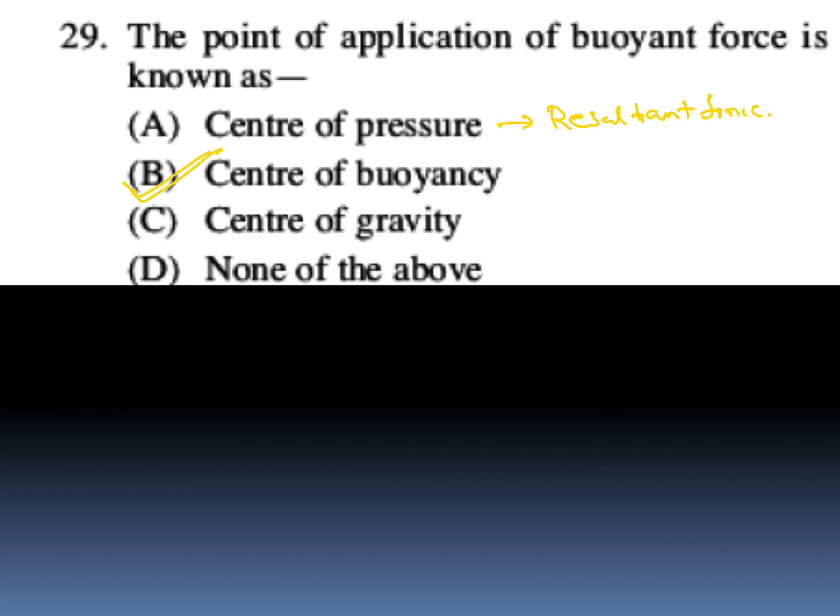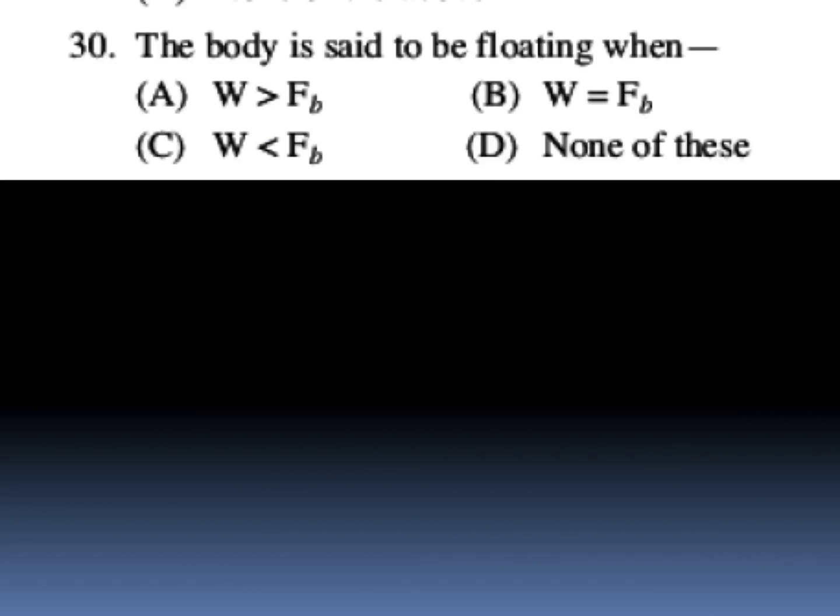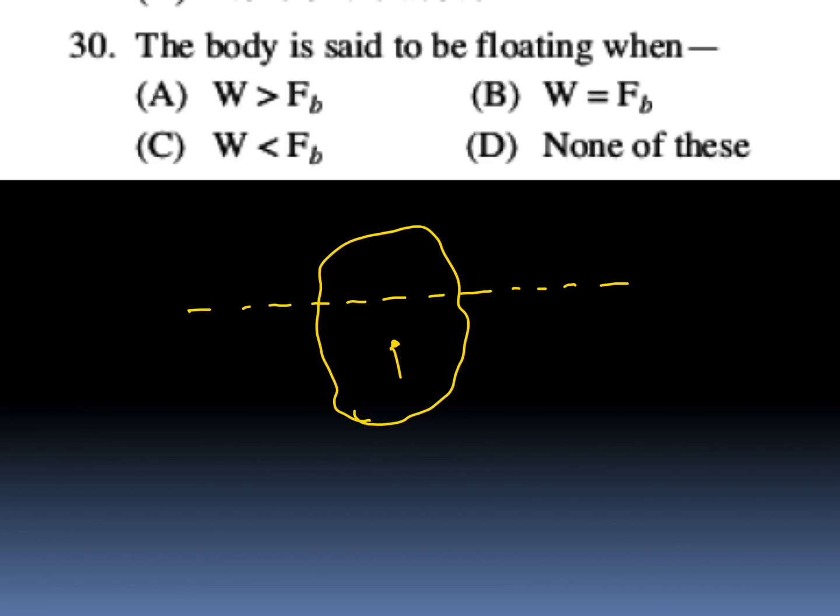The body is said to be floating. This is the liquid surface. The body is floating. So here W is at CG. W will act downwards, and FB will act upwards as the force of buoyancy. So here the body should be floating, so the upward force FB should be greater than W. If the body is submerged, then W is greater than FB. So from the options, the body is floating, C is your answer.